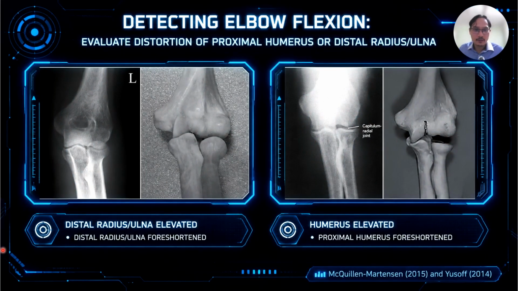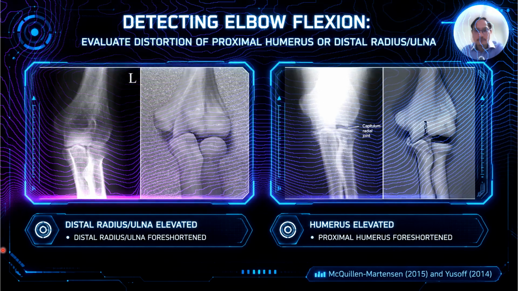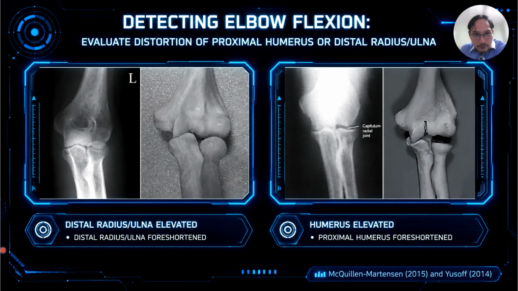Besides rotation, elbow flexion should also be assessed. This is done by evaluating any distortion or foreshortening of the distal humerus and proximal forearm. There are two types of elbow flexion. First is distal radius ulna elevated, which we can see distal radius ulna foreshortened. Second is humerus elevated, which is proximal humerus foreshortened.